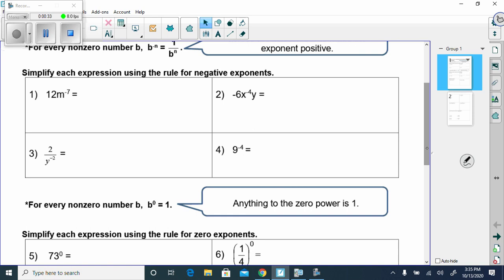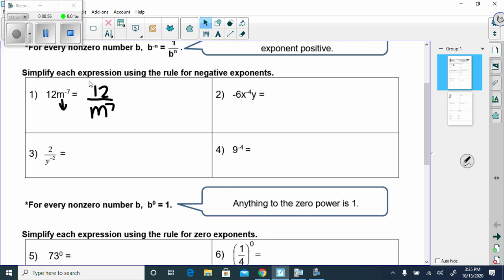Starting with number 1. Is there anything wrong with the 12? No. Not the 12. So I'm going to leave the 12 alone. What about the m to the negative 7? Where do I need to move it? You put that on the bottom. Alright. So just this part goes to the bottom. So you got to be careful about which part you move. Only the part with a negative exponent.